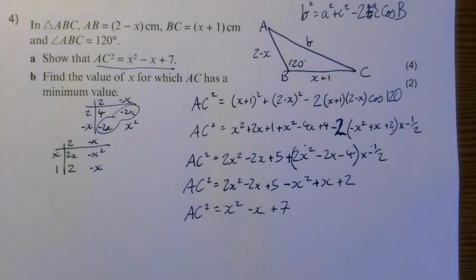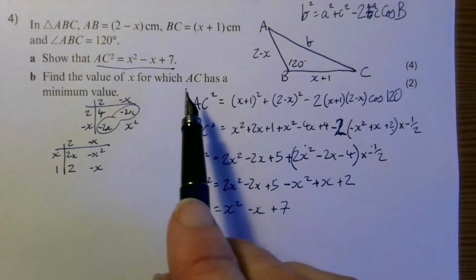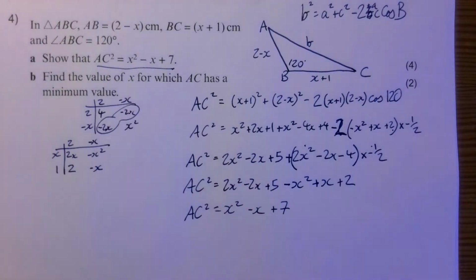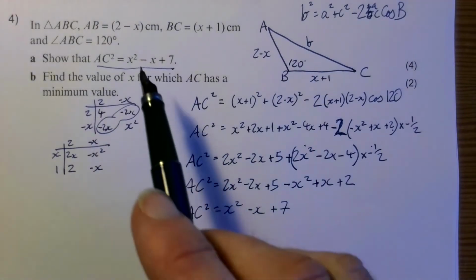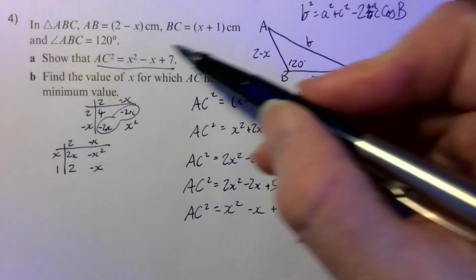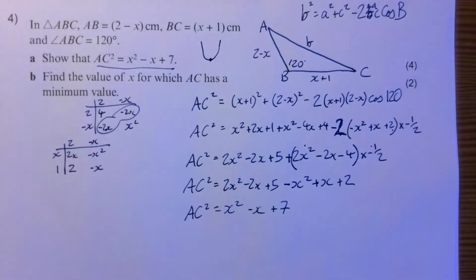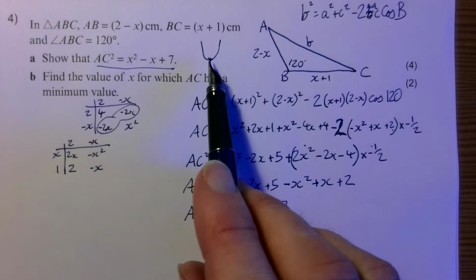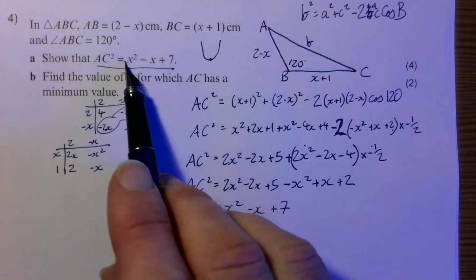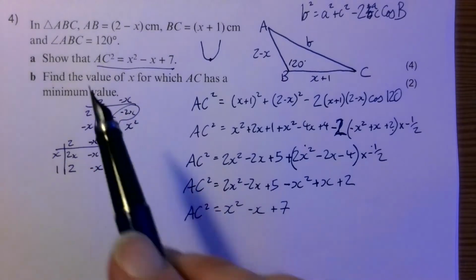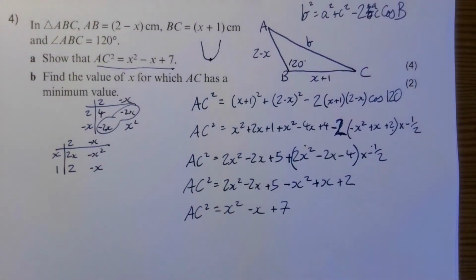Now, finding the minimum value, the value of x for which AC has a minimum value. Well, what's going on here is AC is going to, although the square root will give you a positive and a negative, a length is only ever going to be positive. So if you look at this, that's a quadratic, isn't it? It's a positive quadratic, which means it's going to do something like that. So when that's at the minimum value there, that's going to give us the smallest value possible to find the square root of, which will then give us the smallest possible length. So we want the minimum of x squared minus x plus 7, which means we need to do completing the square on that.